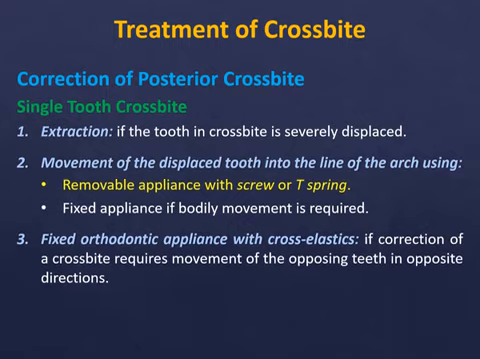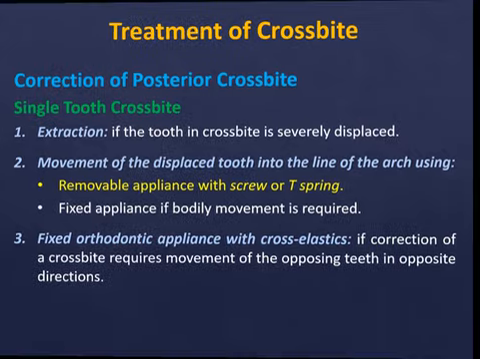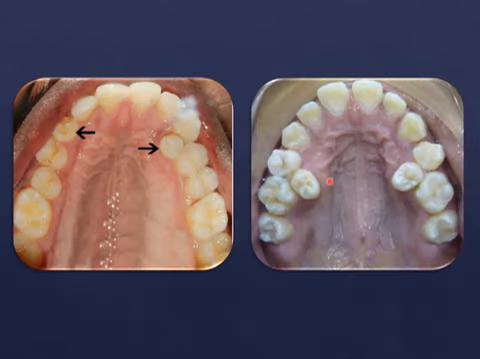We can also use a fixed orthodontic appliance with cross elastics when correction of the crossbite requires movement of the opposing teeth in opposite directions. In these cases, you can see that the tooth in crossbite is totally excluded from the dental arch, so extraction of these teeth is an option, especially if space creation is difficult.